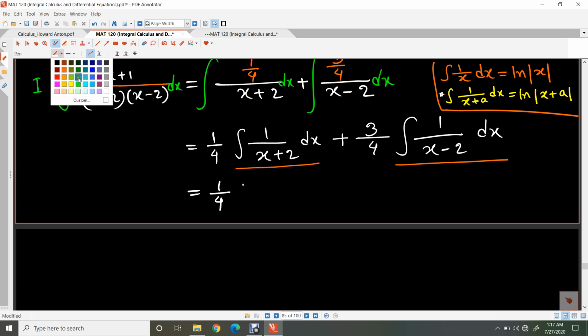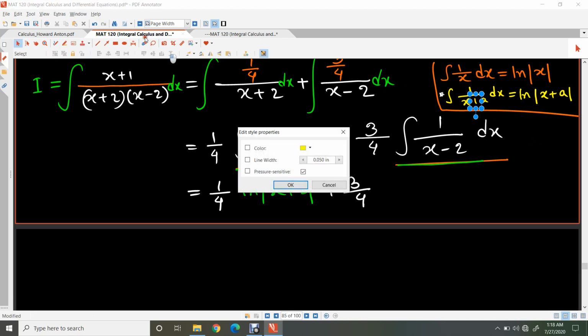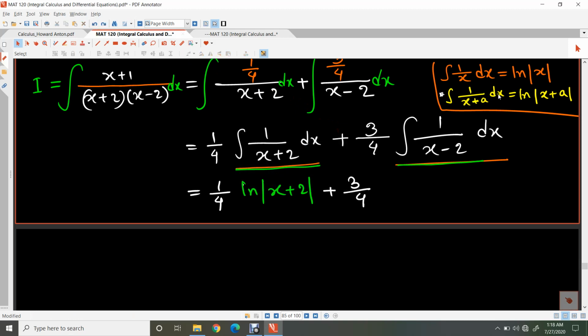So we are getting natural log of modulus (x + 2) for the first integral, and here we have 3 over 4, and now again we can extend this idea. We can use this formula, that is if we have 1 over (x - a) dx, then the result of this integral will be natural log of (x - a). So for this one, 1 over (x - 2), it will be natural log of modulus (x - 2). So this is our final result for I.